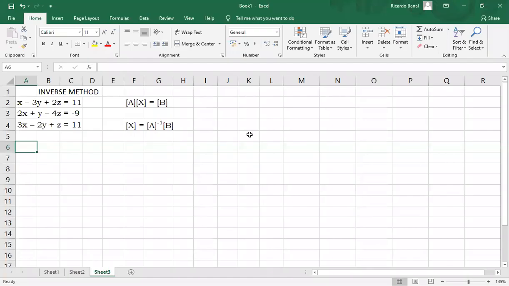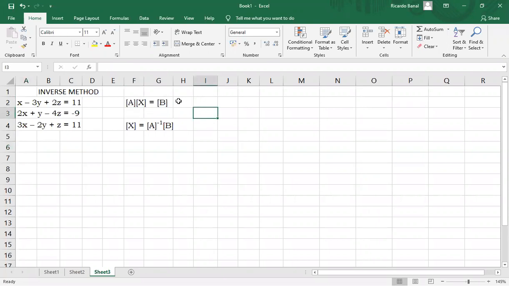So hello class, this is a video that shows how to solve a simultaneous equation using the inverse method in Microsoft Excel. In our inverse method, we can convert our simultaneous equation into this form of equation. So this is the form of equation.